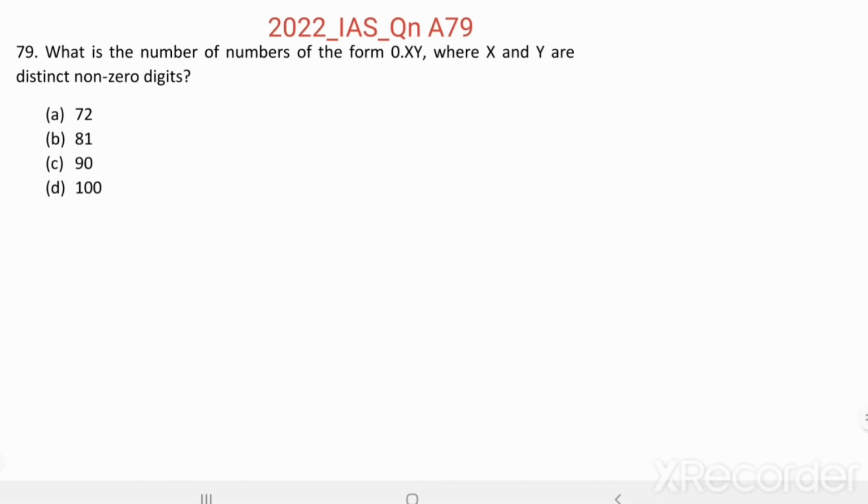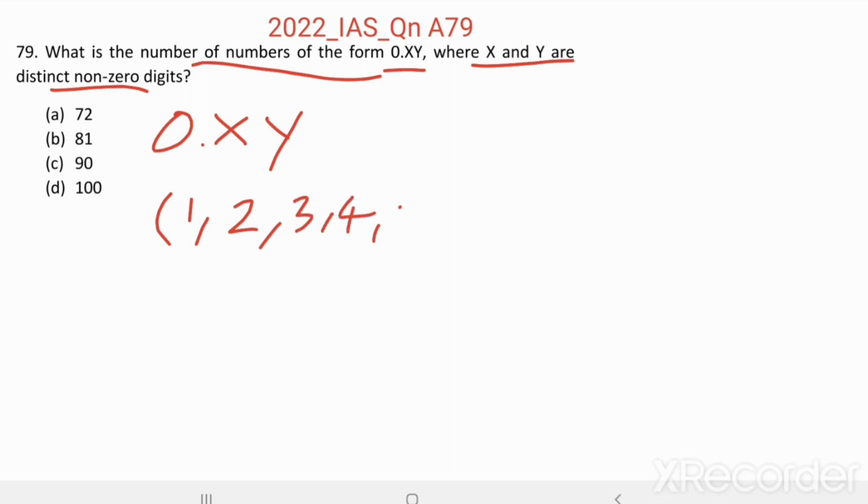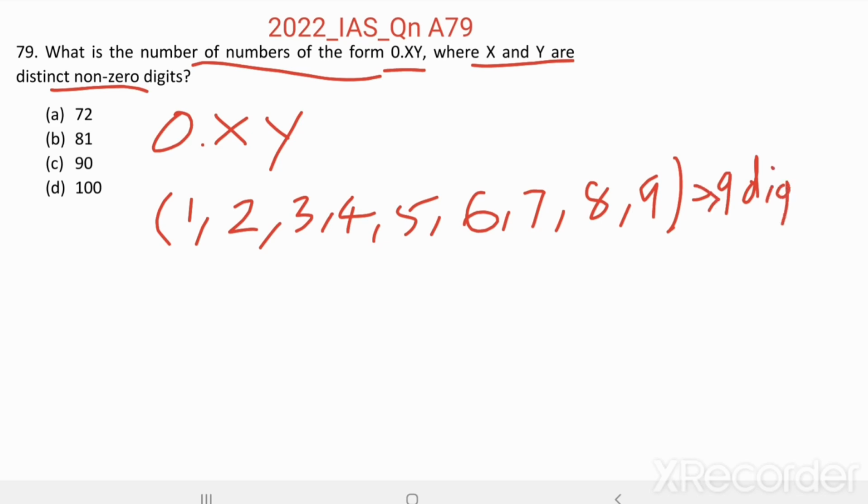Question number 79. What is the number of numbers of the form 0.xy, where x and y are distinct non-zero digits? Here we have to find the number of numbers in the form 0.xy, where x and y are non-zero digits. Non-zero digits are 1, 2, 3, 4, 5, 6, 7, 8 and 9. Total 9 non-zero digits are there.